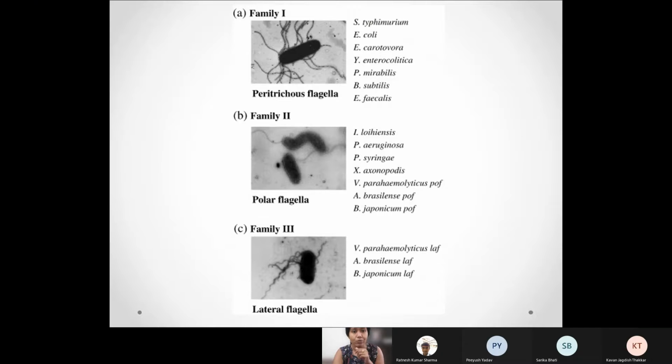Okay, so this is what I was talking about. You can have different ways by which you can position the flagella. You could have polar flagella, that is, at one end. You can have flagella coming out from the sides. You can have flagella that come out all throughout the body. And it's not important to remember the names or anything here. It's just for you to have a visual representation of how the flagella might be positioned.